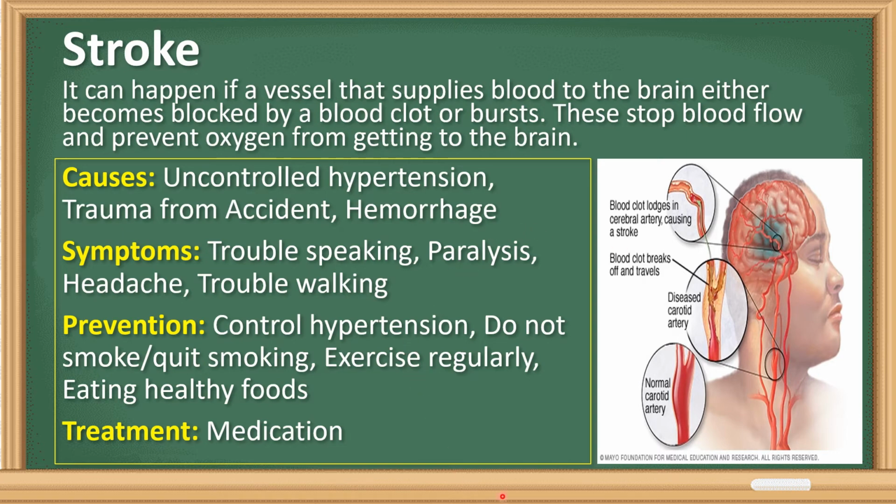Causes: uncontrolled hypertension. Kapag ikaw ay high blood at uncontrollable ito, it could lead to a stroke. Trauma from accident, kung aksidente ka, and also hemorrhage or yung pamumuo ng dugo. Symptoms: trouble in speaking. Once you have trouble in speaking, it's a symptom that you have a stroke. Paralysis, headache, and trouble walking. Prevention: control hypertension. Do not smoke. Quit smoking. Exercise regularly and eat healthy foods. If you experience stroke, you have to undergo medication.